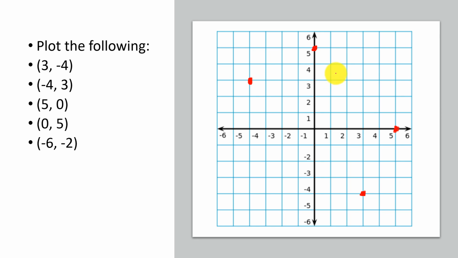And last we have negative 6, negative 2. X is negative 6, which is here. Y is negative 2, which is here. And that is that last point.